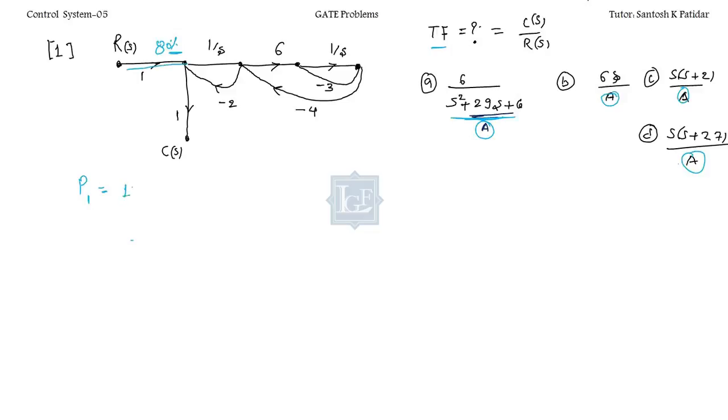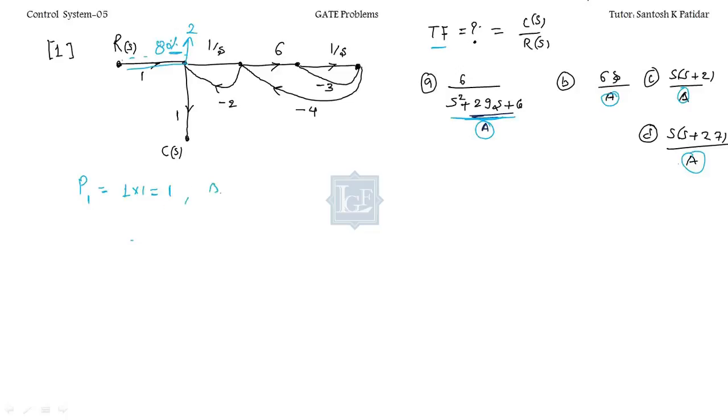The forward path gain is 1 into 1, that is 1. Is there any other forward path? No, only one path is there. So please don't consider this one. Some people will go like this, they'll come over here, they'll go like this. If you come like this, you will consider this node twice. Okay, so this is not correct. You have only one forward path.